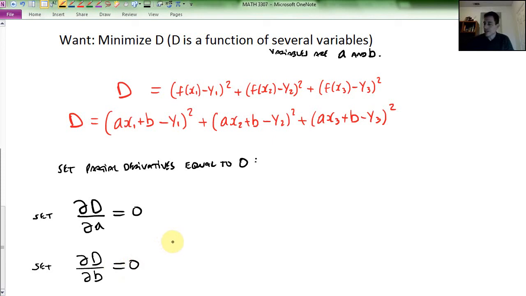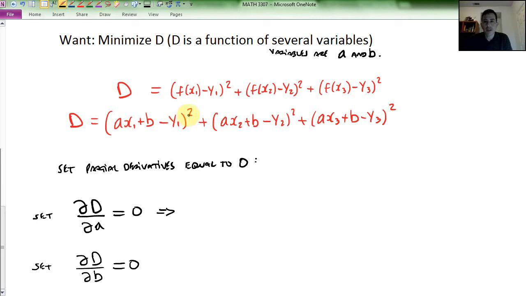So when we do that, let's see what we get. What is the derivative of this whole expression with respect to a? Remember the product rule.